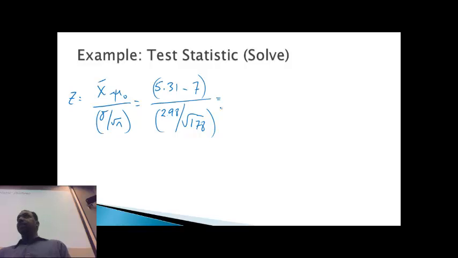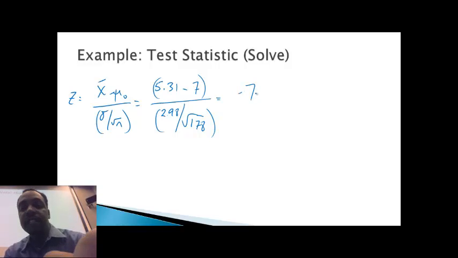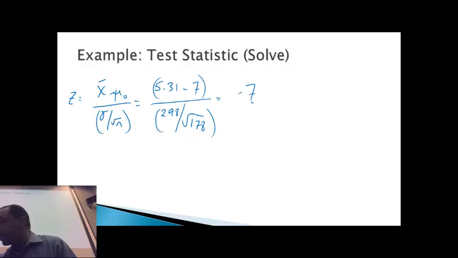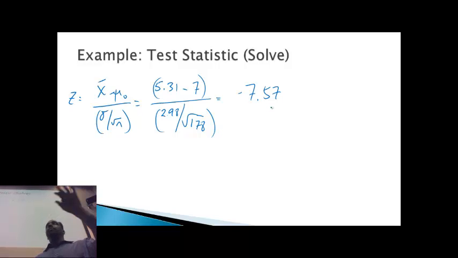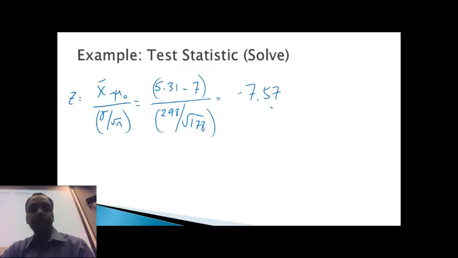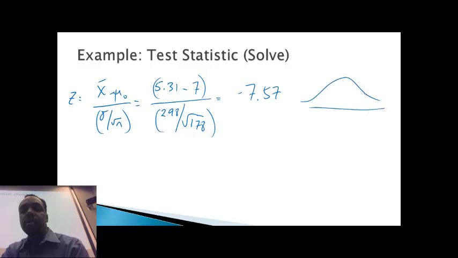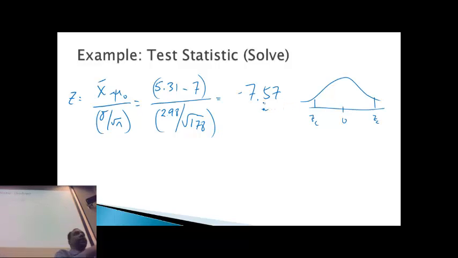Negative 7.6. Woo! When was the last time you had a z-score of negative 7.57? Remember that whole issue: do we have enough data to reject a claim or not, based upon a z-score? Well, you have a z-score of negative 7.57. My guess, if you had some cutoff point here and some cutoff point here, we're probably clear down there somewhere, way in the negatives. All right.